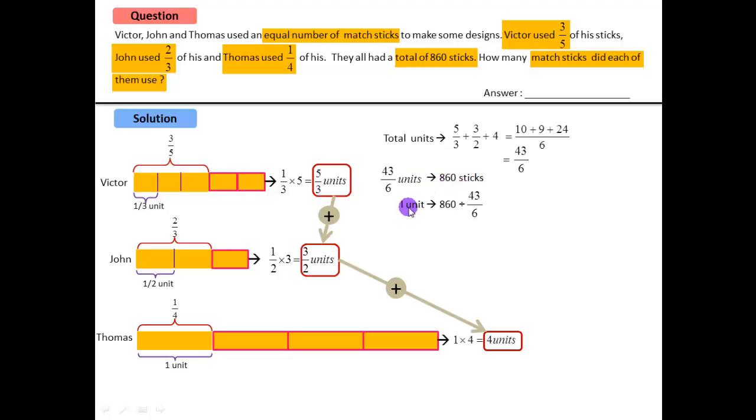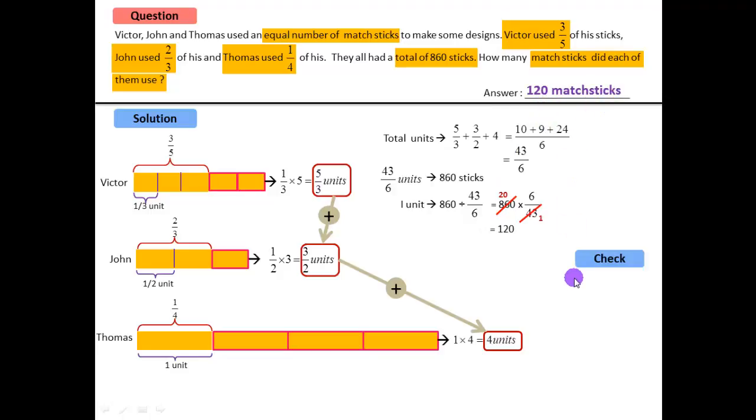So let's find out how many matchsticks 1 unit represents. It is 860 divided by 43/6. Since we are dividing by a fraction, we have to multiply by the inverted version of this fraction. So we will get 860 times 6/43. We can cancel off 860 and 43 to get 20 and 1. And this would give us 120 as the number of matchsticks that 1 unit represents. Now, we know that 1 unit is the amount of matchsticks that each person used. So our answer would be 120 matchsticks.